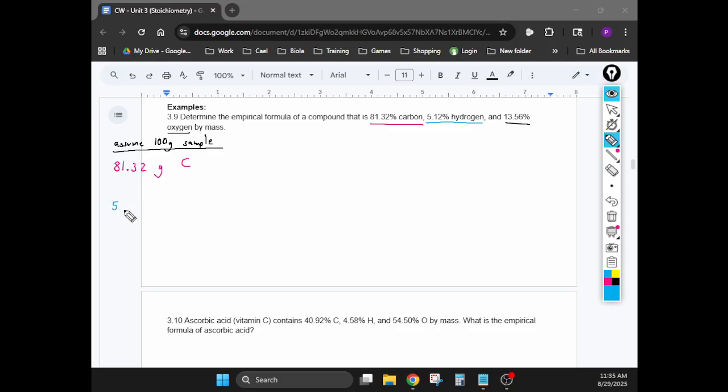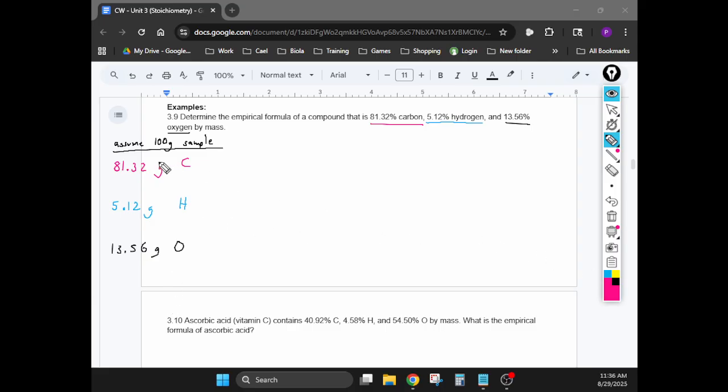There will be 5.12 grams of hydrogen. And there will be 13.56 grams, ooh, that's an ugly 6, of oxygen. Okay, so C, H, O.